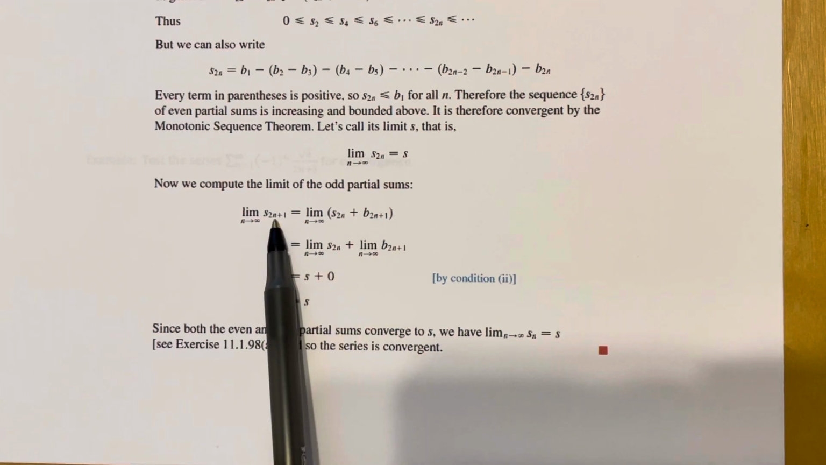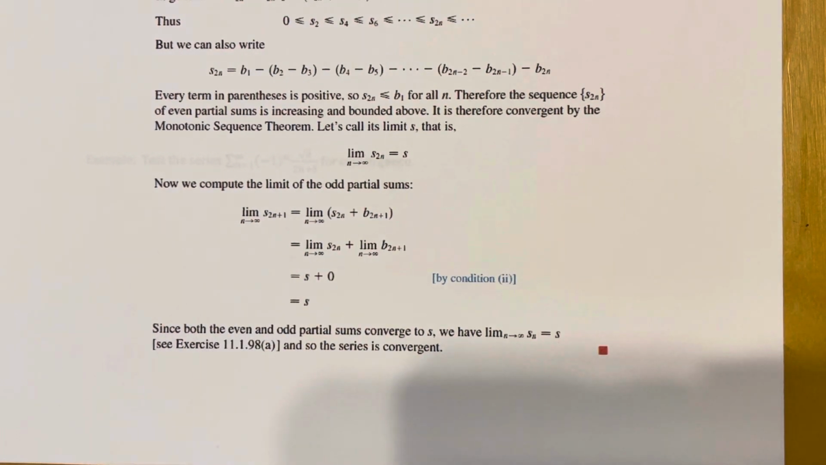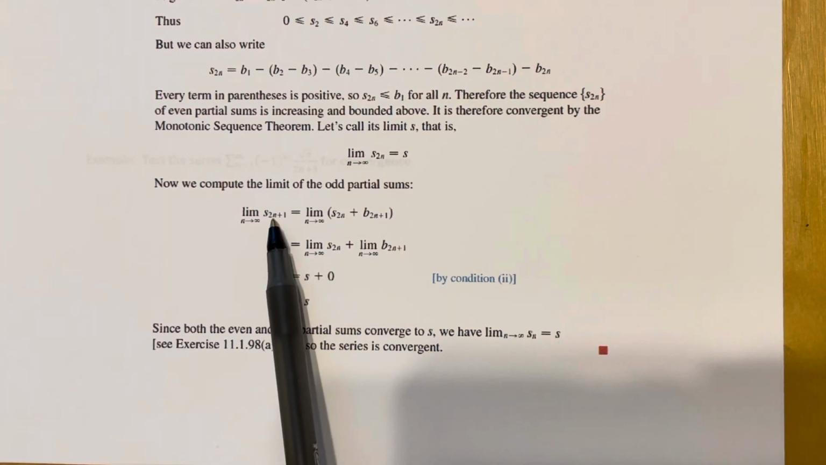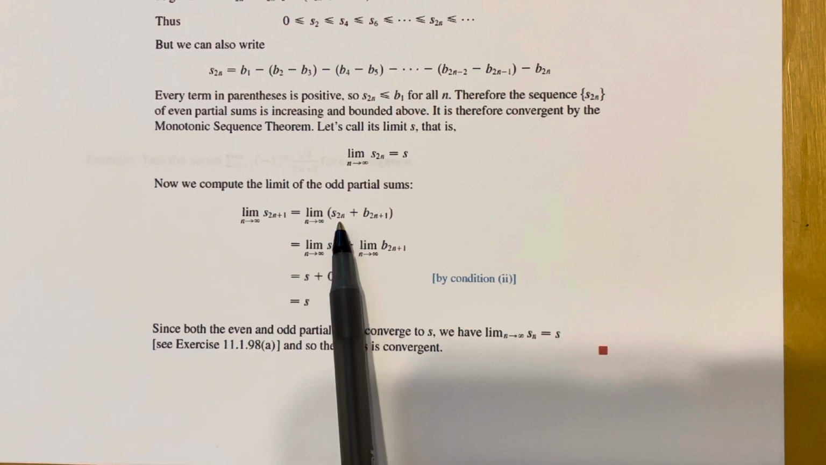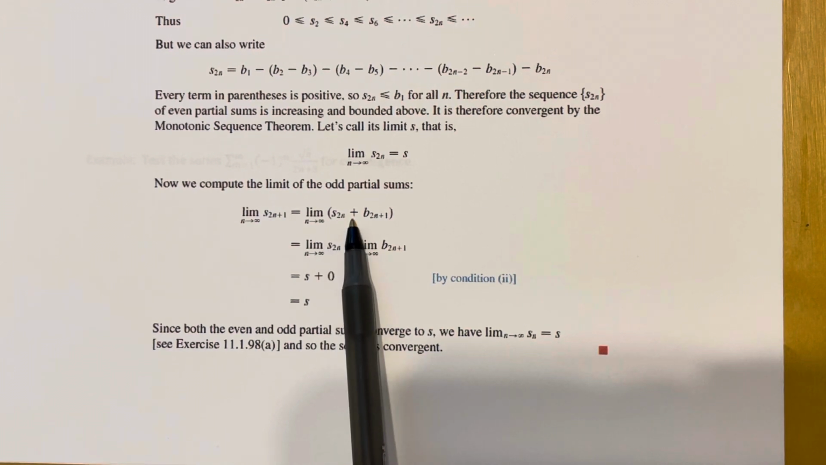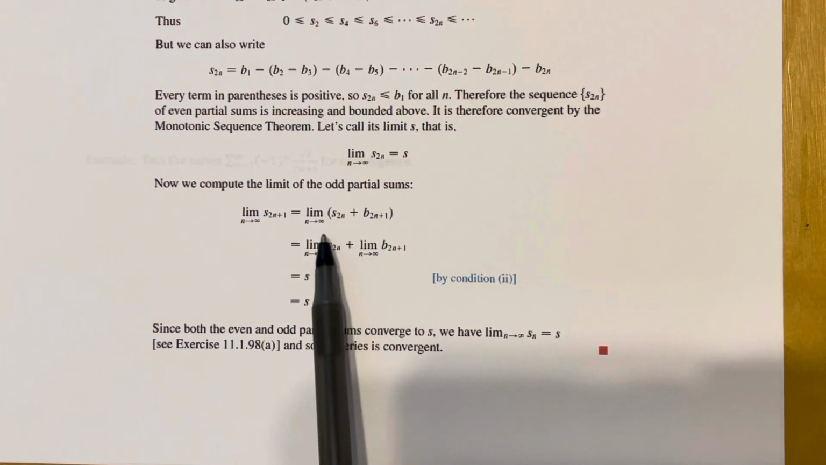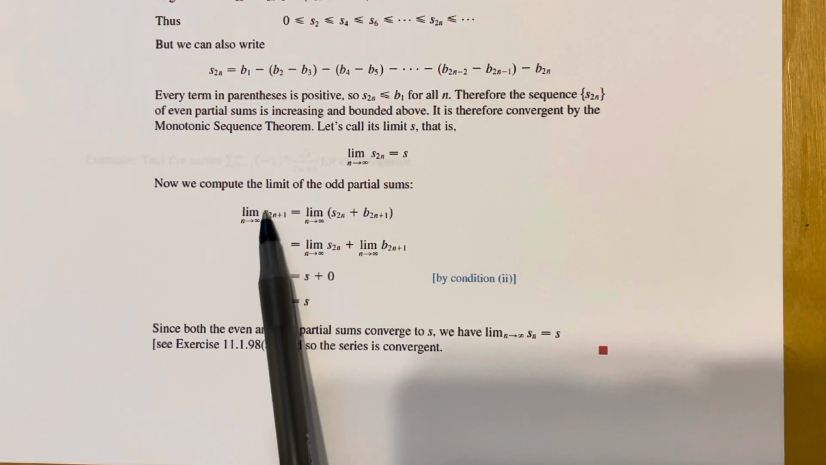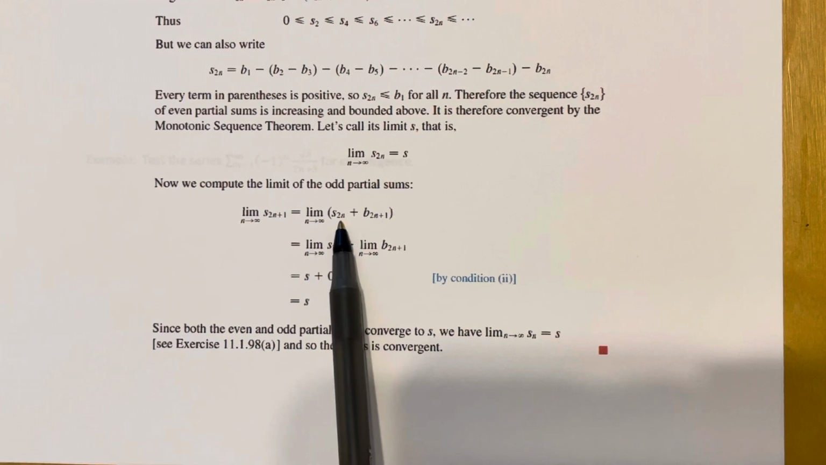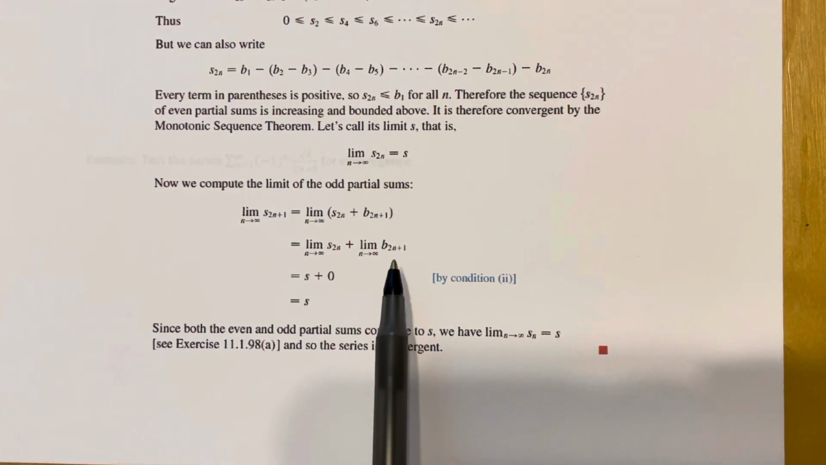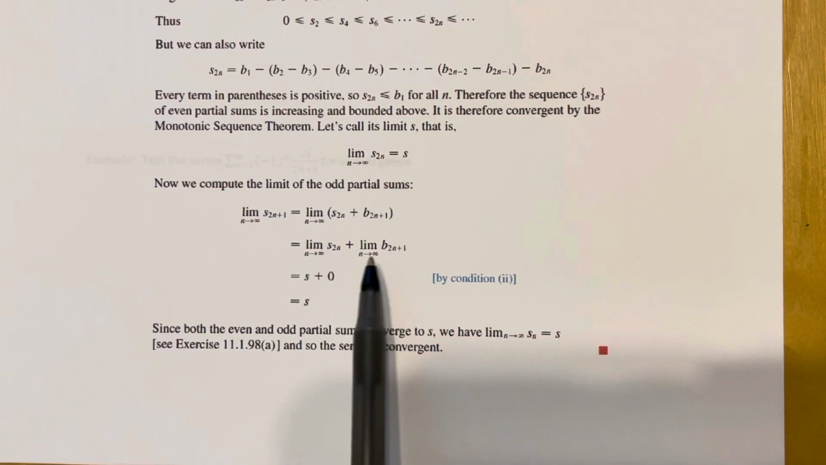Now the odd partial sums, you can think of any one of those as an even partial sum plus the following term. So S_{2n+1} is just equal to the 2nth partial sum plus the next term in the series, b_{2n+1}. The limit of these odd partial sums is the same as the limit of this sum here. I can distribute the limit over sums. We know that from Calculus 1.